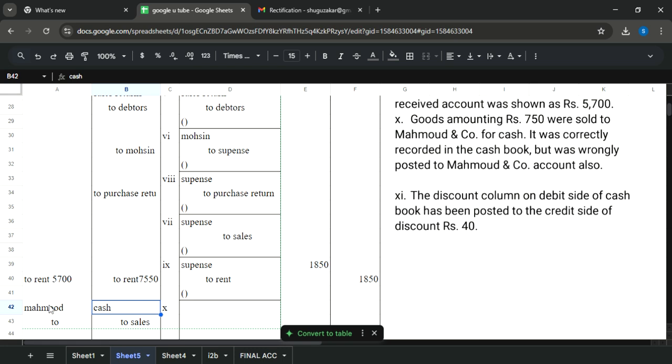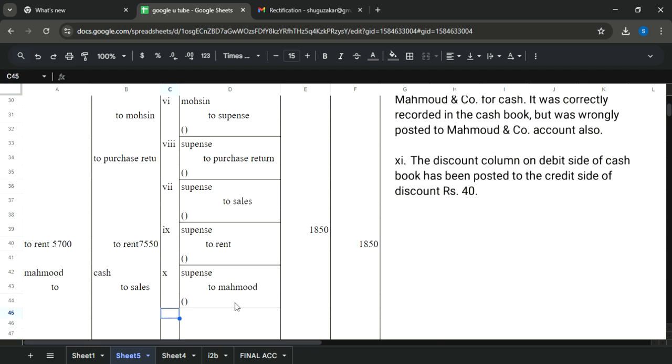To cancel Mahmood, you will write at opposite side. Here you will write Mahmood. In this way, you have cancelled the effect of Mahmood. Nothing else was in mistake, so you will write suspense account. So guys, in this way our 10th entry is completed. Now let's see what 11th entry is saying.